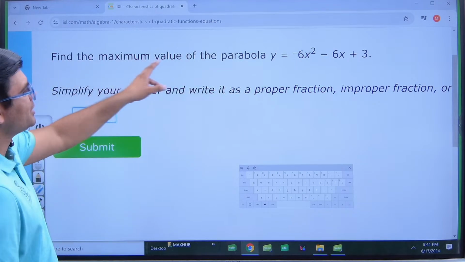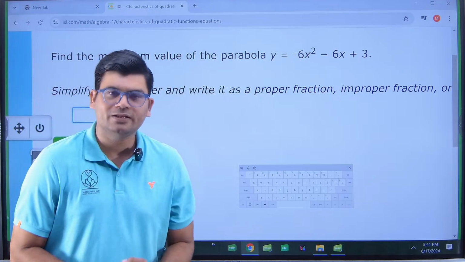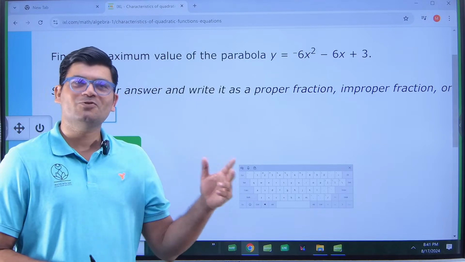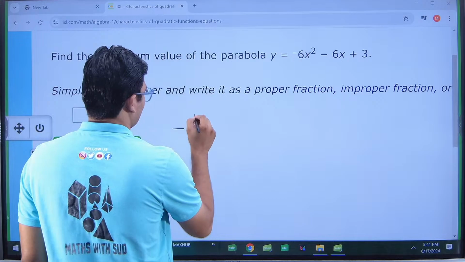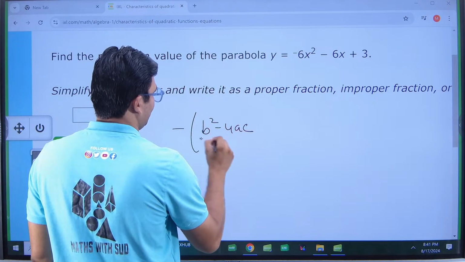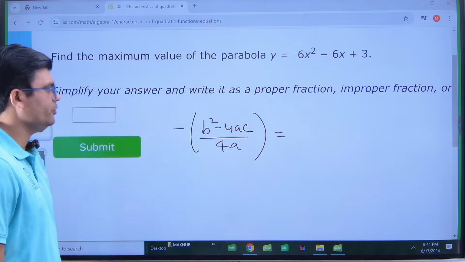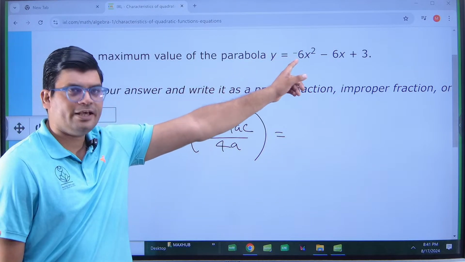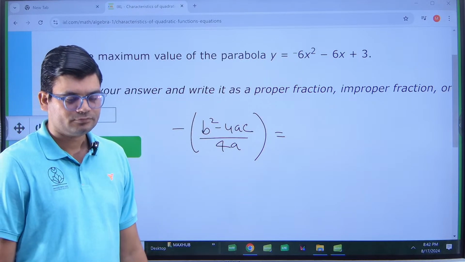Okay, find the maximum value of the parabola. For the maximum value of the parabola, the same formula you will use, minus b square minus 4ac divided by 4a. Let us see. Please understand that a is negative here. Yeah, that's why it's saying maximum value.